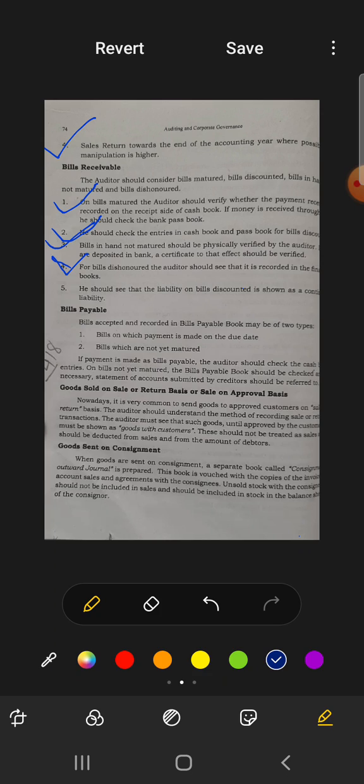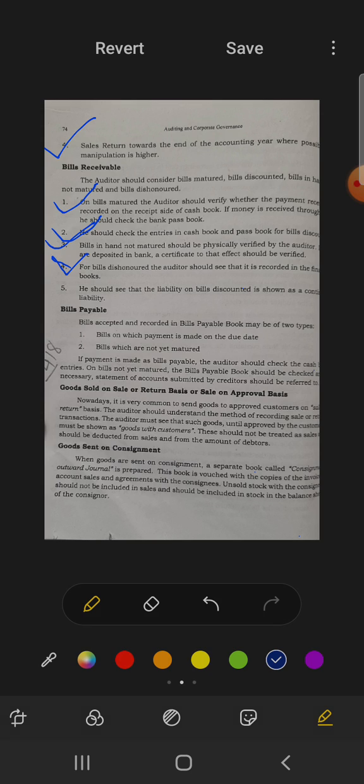So he should verify the bill physically and should verify the certificate of the effect. The fourth point is in the case of bill dishonor. Sometimes the bill may be dishonored. So in that case, the auditor should see it is recorded in the financial books. Fifth point is he should see that the liability of the bills discounted is shown as a contingent liability.